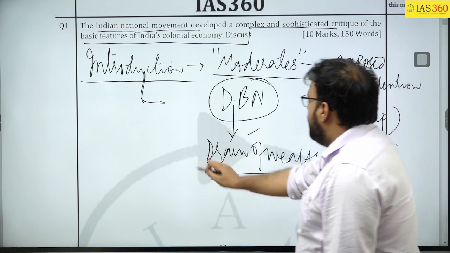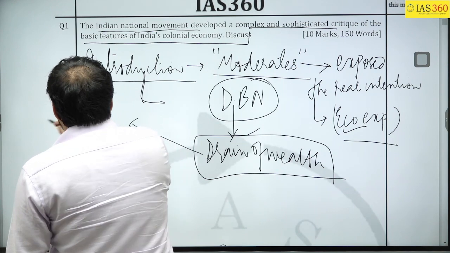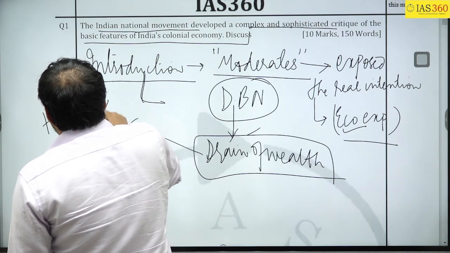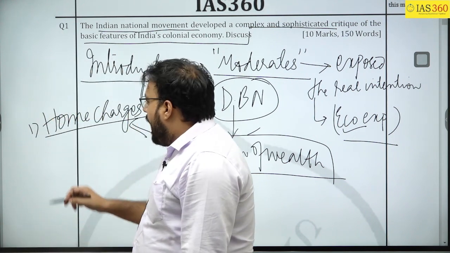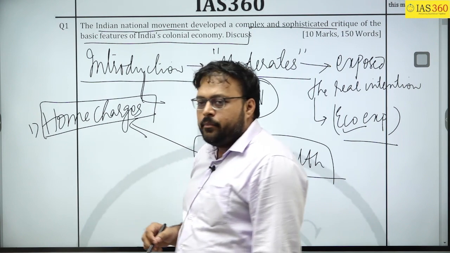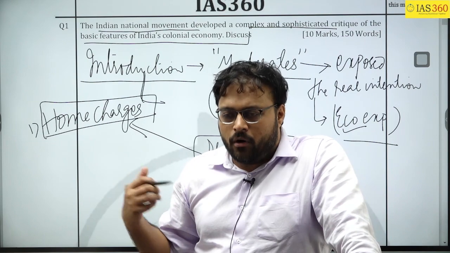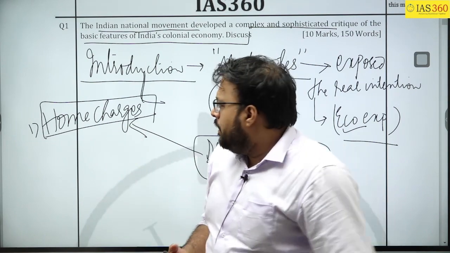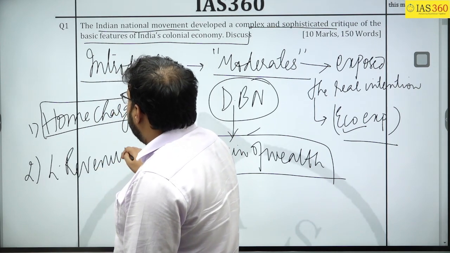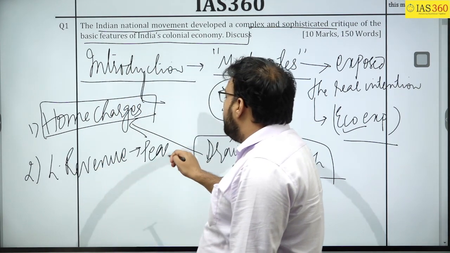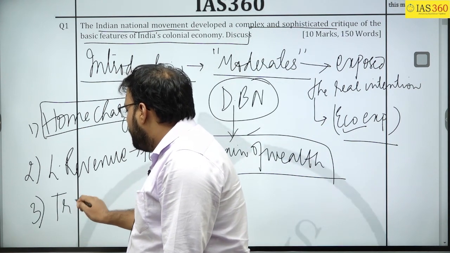After this you will come to your body, and in the drain of wealth theory you will talk about the home charges as one of the points, and in the home charges you will talk about how the pensions and the payments of the British officers were going from the Indian treasury. Then you can talk about the land revenue that was high, resulting in the poverty of the peasant. Then you can talk about the trade.